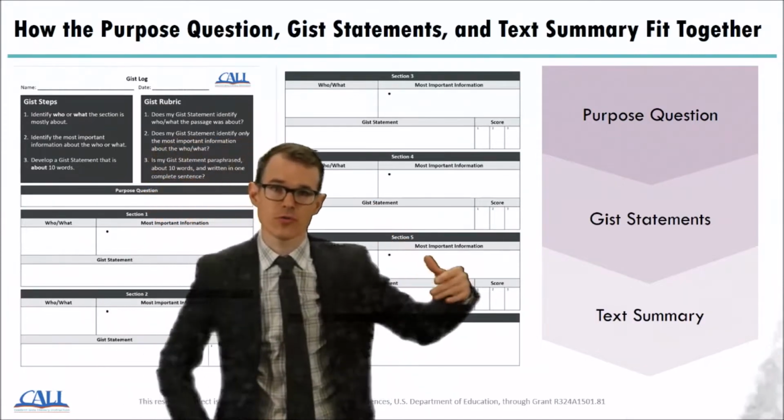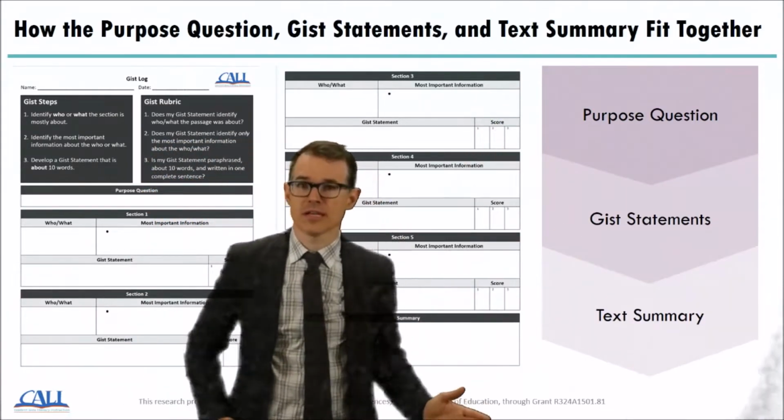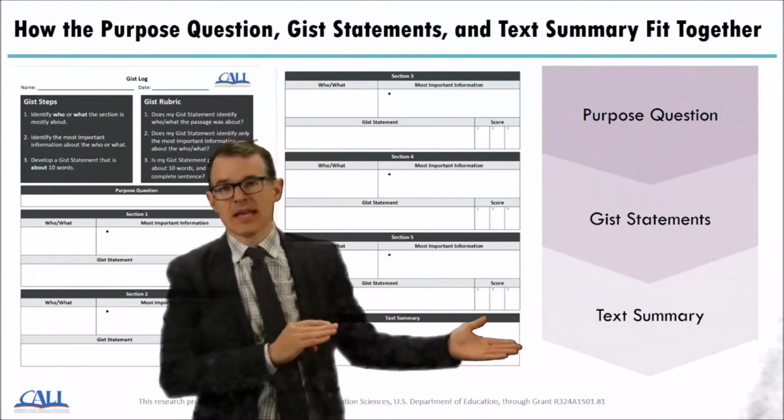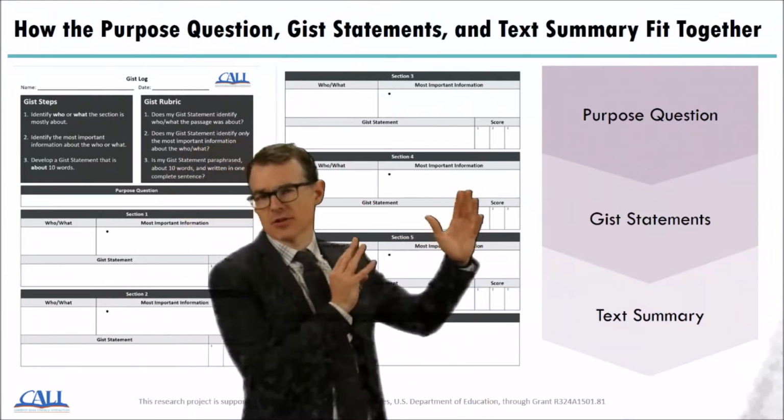So when students work through this, this is the order of things that are going to happen. It is important to get back to the text summary. It often feels like we did the gist, don't students get it?